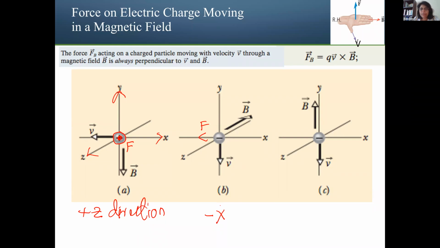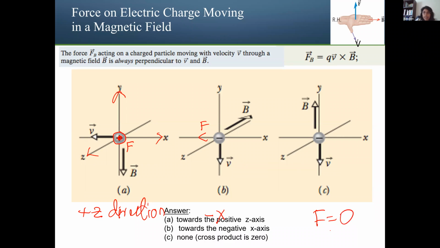Okay, so now let's go to the last one. It's very important. You remember your equation, F equals QVB sine theta. Here theta will be 180 degrees. Sine of 180 degrees is 0, right? Because of that, there is no force in this case. Force equals 0. Okay, so I hope you guys get it.